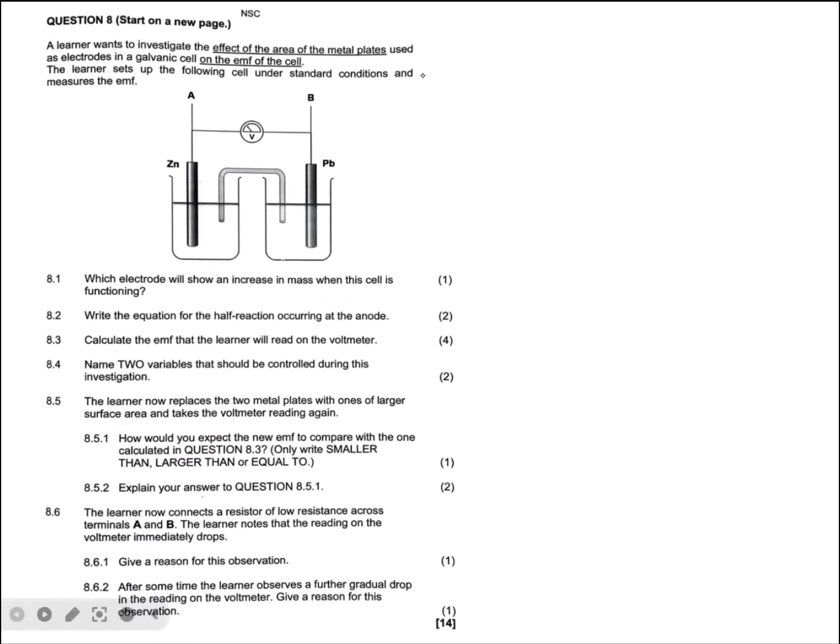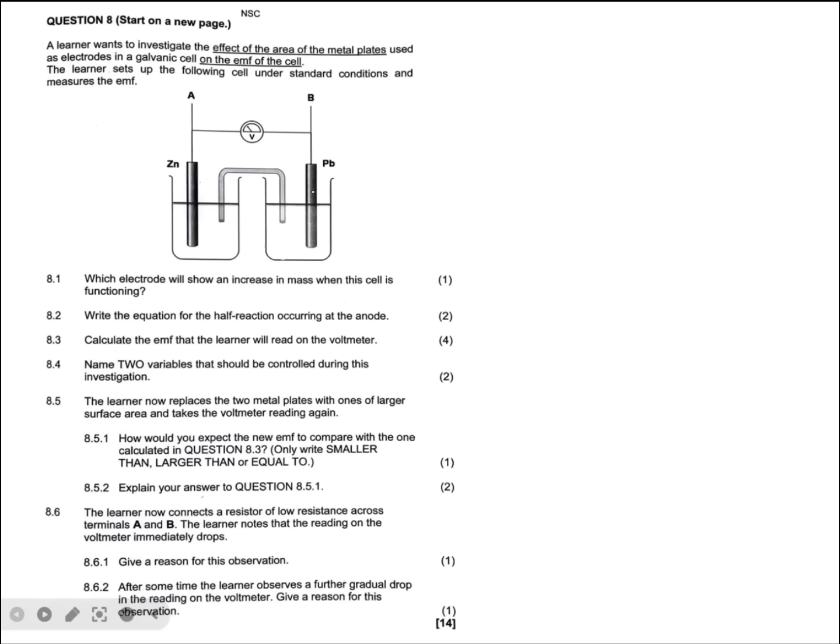All right, we have another question. Question 8 says, a learner wants to investigate the effect of the area of the metal plates used as electrodes in a galvanic cell on the EMF of the cell. The learner sets up the following cell under standard conditions and measures the EMF. 8.1 says, which electrode will show an increase in mass when this cell is functioning, right?